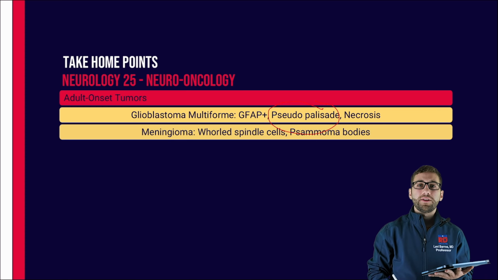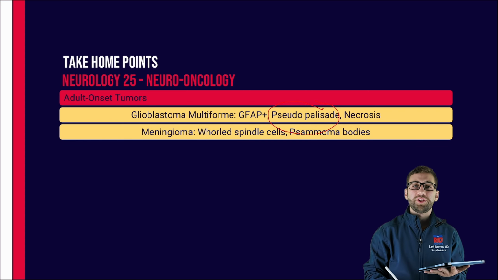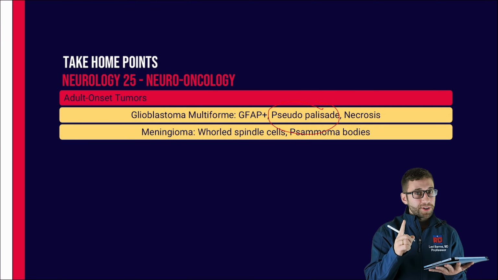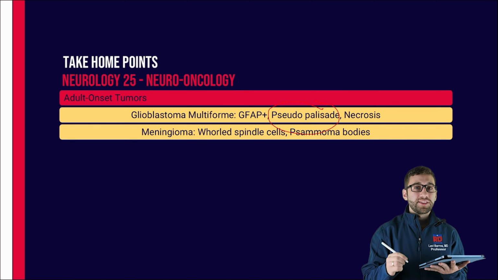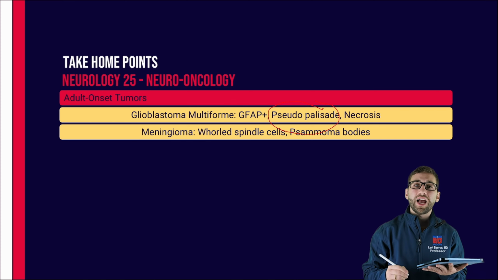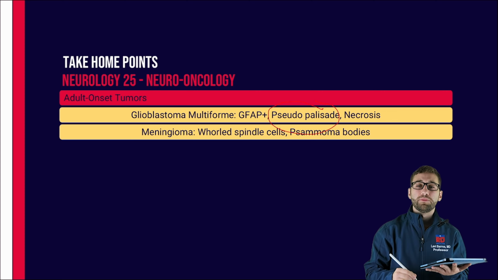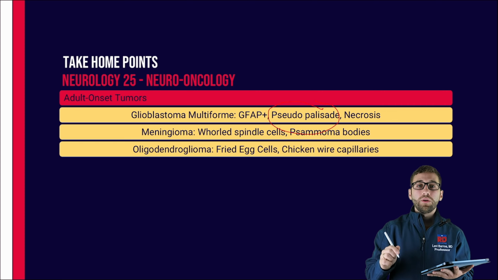On the other hand, meningiomas are usually benign tumors arising from the meninges. They are characterized by whorl spindle cells and psammoma bodies on histology. Meningiomas can cause symptoms by compressing adjacent brain tissue and are more common in females.